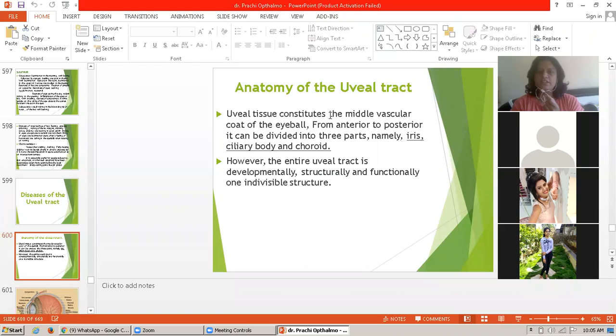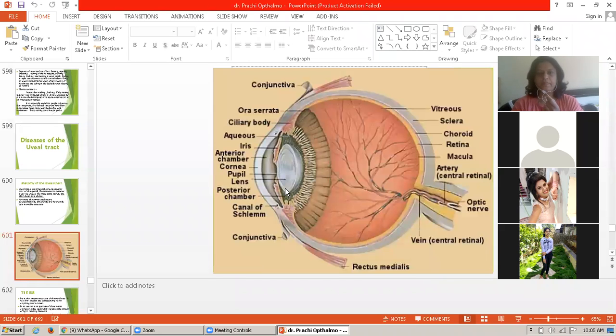Uveal tissue constitutes the middle vascular coat of the eyeball from anterior to posterior, and it can be divided into three parts, namely the iris, ciliary body, and the choroid. However, the entire uveal tract is developmentally, structurally, and functionally one individual structure.